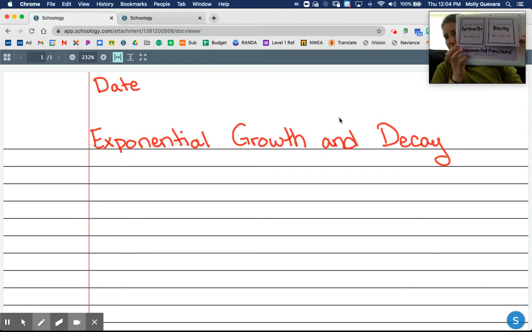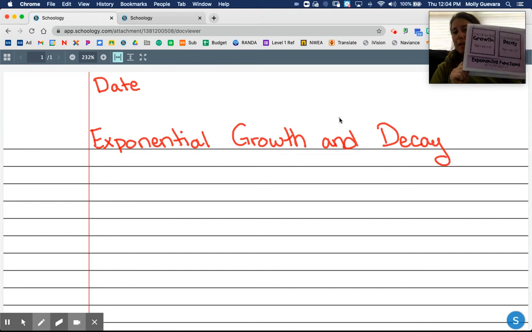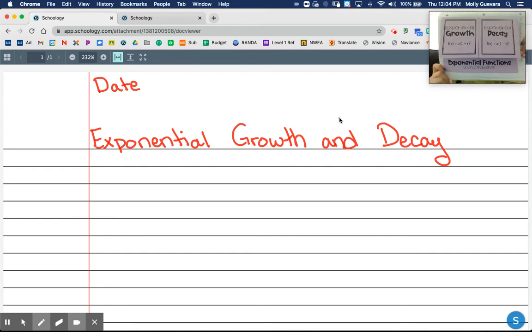Notice here how I folded it over so that exponential function word problems is still showing, but then also exponential growth and decay are showing as well. I just want to make sure that you guys see how that's made. Then we cut along that dashed line to make the two little flaps, and then I glued it into my notebook. If you have not made this yet, go ahead and pause the video and make it. This is what it's looking like.